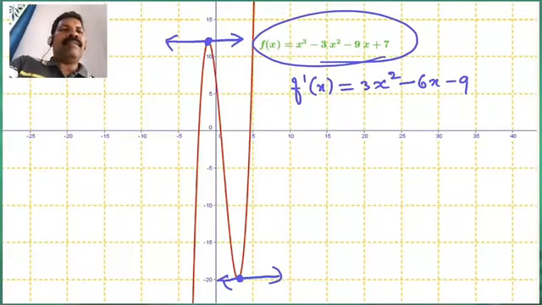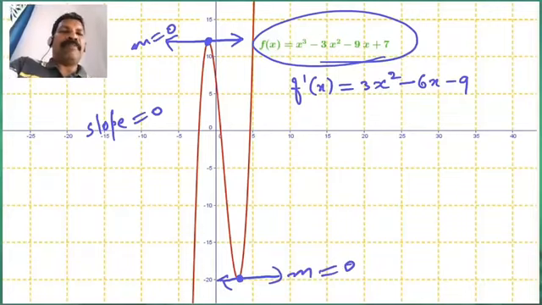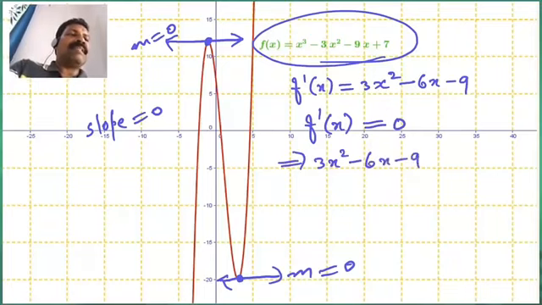And you know, when the tangent is parallel to the x-axis, what is the slope of the x-axis? Slope of the x-axis is 0. So this tangent is parallel to the x-axis means here also and here also slopes should be 0. Therefore, f dash x, the slope of the tangent, should be 0, which implies 3x square minus 6x minus 9 is equal to 0.